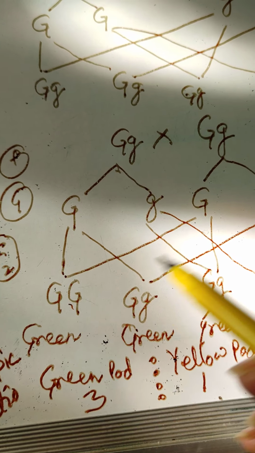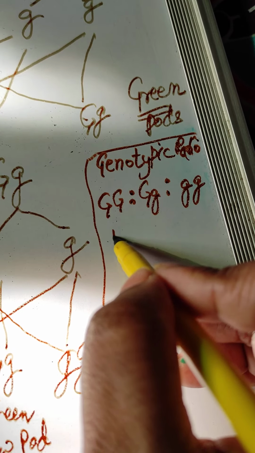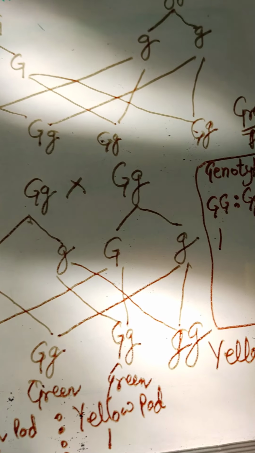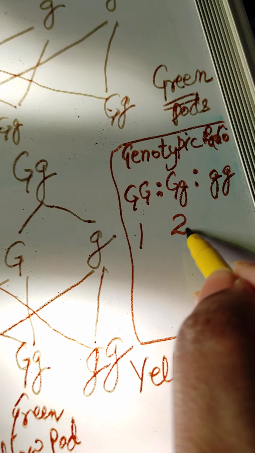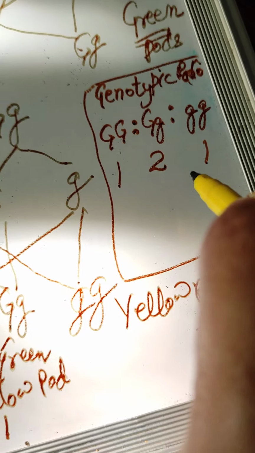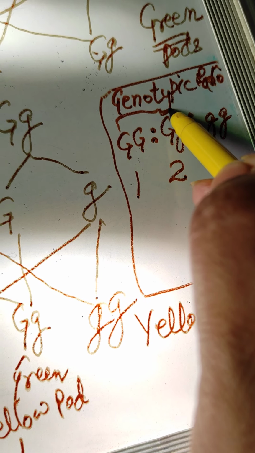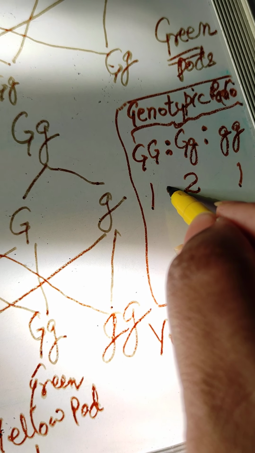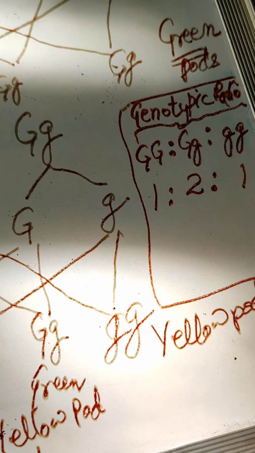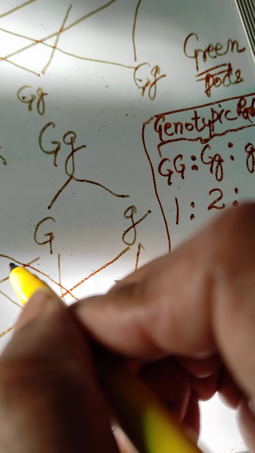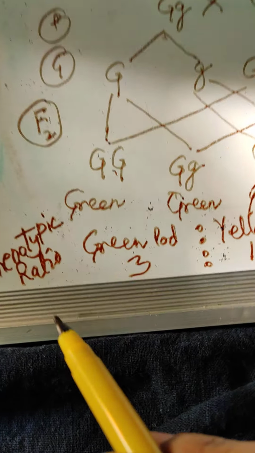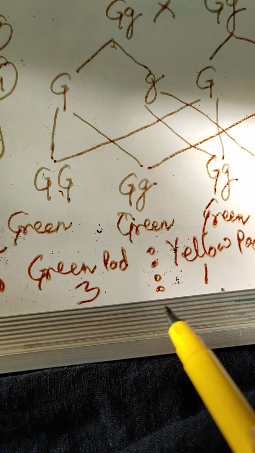So both capital, 1 plant; 1 capital and 1 small, 2 plants; and both small, 1 plant. So the genotypic ratio is 1:2:1. In genotype we will see the ratio is 1:2:1, but the phenotypic ratio is always 3:1.